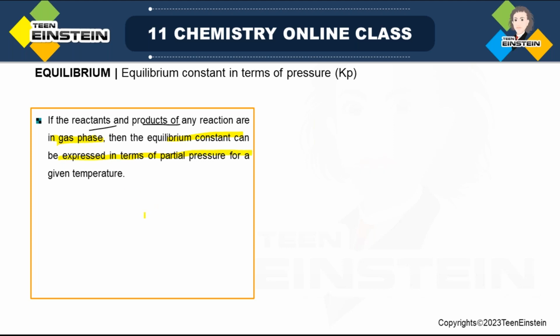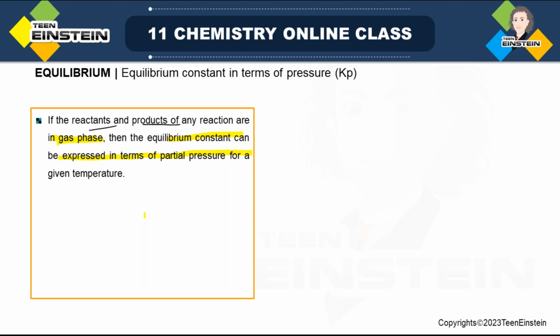So what is partial pressure? That we have seen in the states of matter chapter. Suppose you have a mixture of two or three gases, then for a particular gas, its pressure will be the mole fraction of that particular gas multiplied by the total pressure. So in this way we can find partial pressure. So we can express it in terms of partial pressure, obviously with temperature fixed for all the species involved.